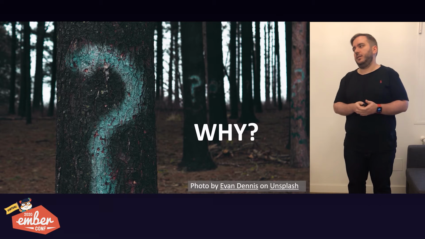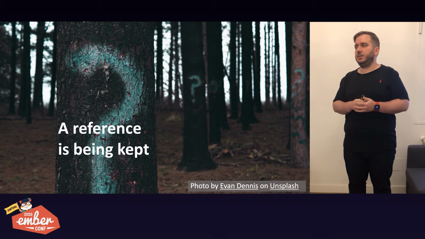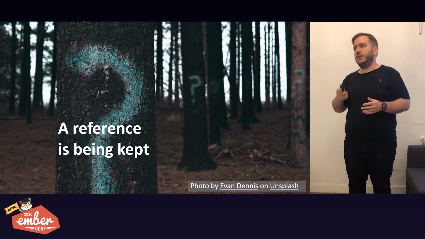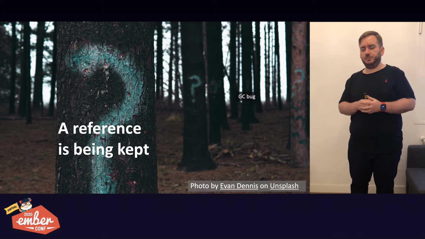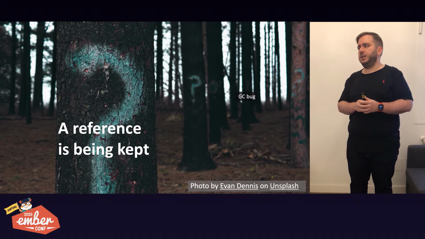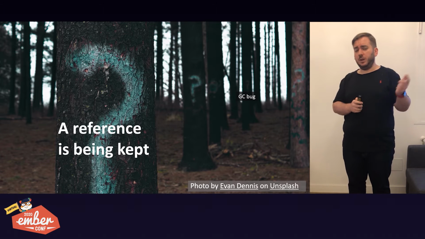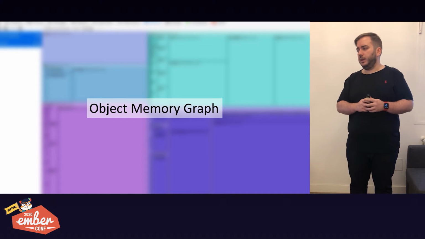But why does a memory leak happen? The main reason is that something else is keeping a reference. This is almost 100% of cases. There's a tiny, tiny chance, really tiny, that it's a garbage collector bug. It usually happens in frameworks themselves. It's really rare to see one of these in our applications. As we are talking about references, we can easily create an object memory graph.